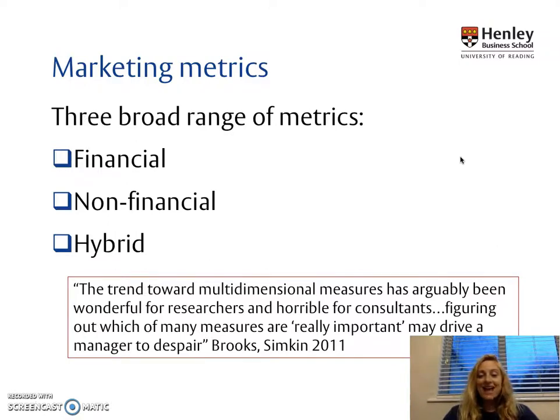What Brooks and Simpkins say is that the trend toward multidimensional measures has arguably been wonderful for researchers and horrible for consultants. Figuring out which of many measures to use are really important may drive a manager to despair. So in their paper, we saw around 250 different metrics. How can you even think on earth about which ones to use?